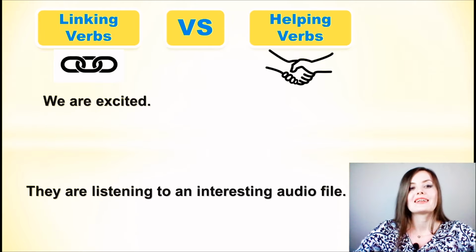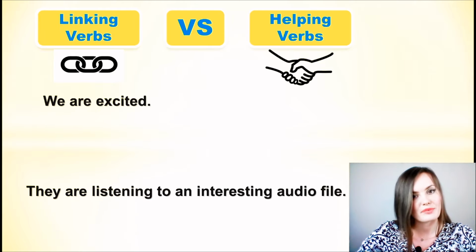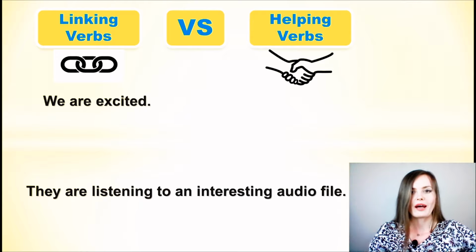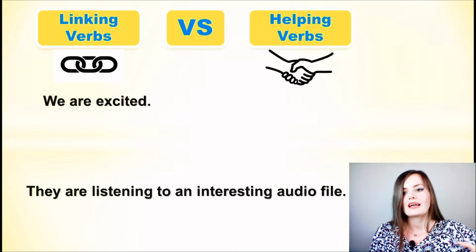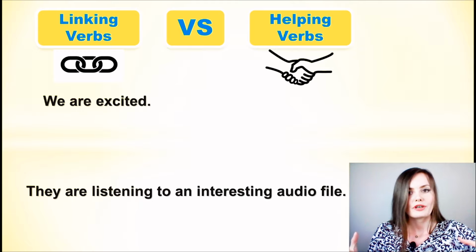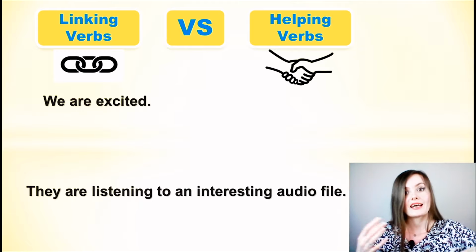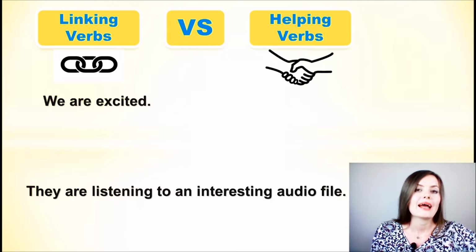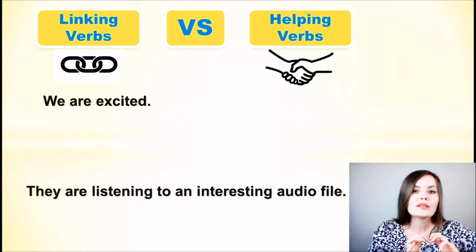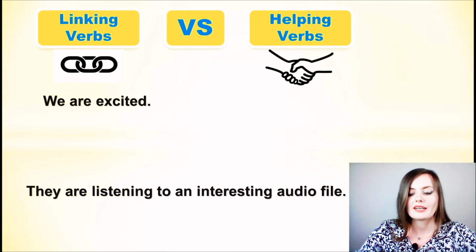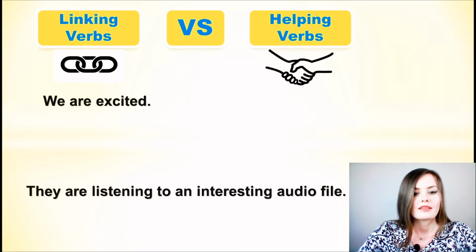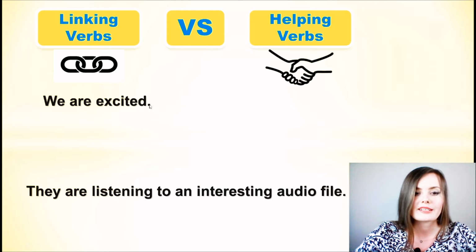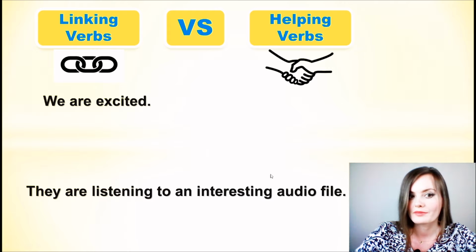Okay, so linking verbs versus helping verbs. Let's compare them. I have just told you that some of the verbs can be both linking and helping verbs, for example, the verb is or the verb are. And we can distinguish them only in the sentences. So let's look at these two examples. The first sentence is, we are excited. And the second sentence is, they are listening to an interesting audio file.